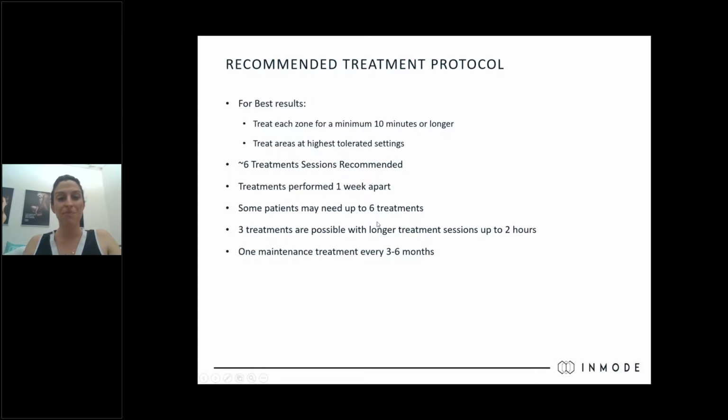Normally with the body effects, I don't recommend it as much as I do with the Plus and Forma, okay? Just because the treatments are not nice on your patient. One maintenance treatment every 3 to 6 months, depending on your patient's age, needs, etc.